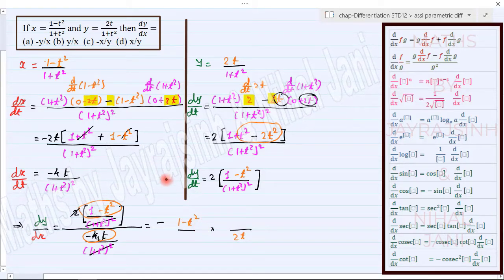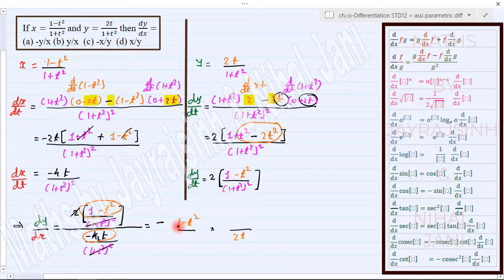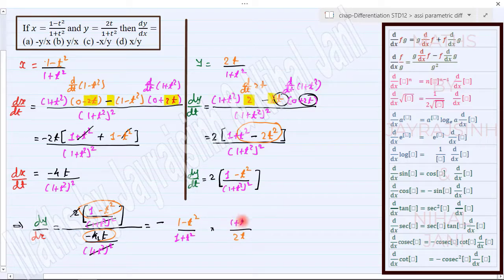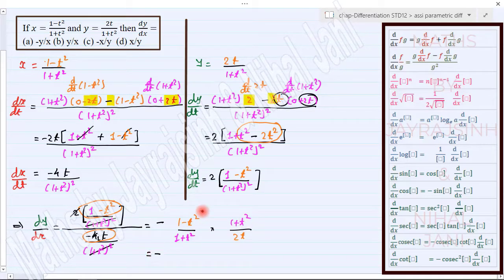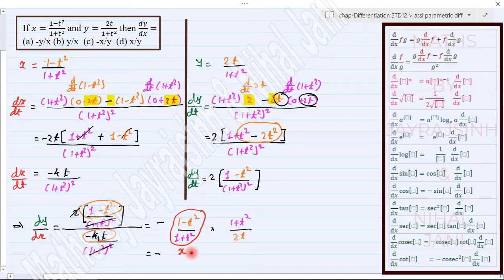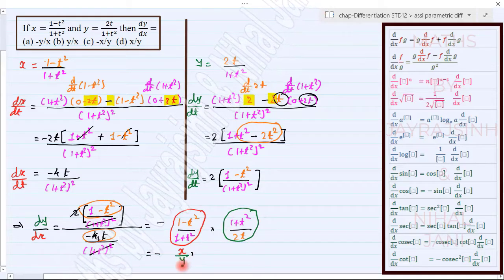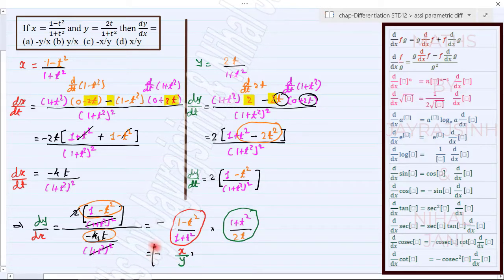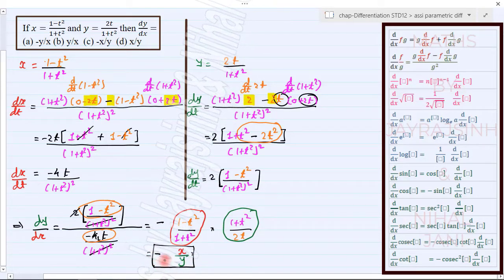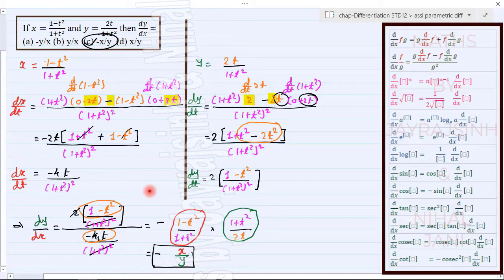Now our answer should be in terms of x and y. So to get the proper terms of x and y, let's multiply and divide by 1 plus t square. So (1 minus t square) upon (1 plus t square) will become your x, and (1 plus t square) upon 2t is the reciprocal of y. So we get our dy by dx is equal to minus x by y, which is given in option C. Ta-da!